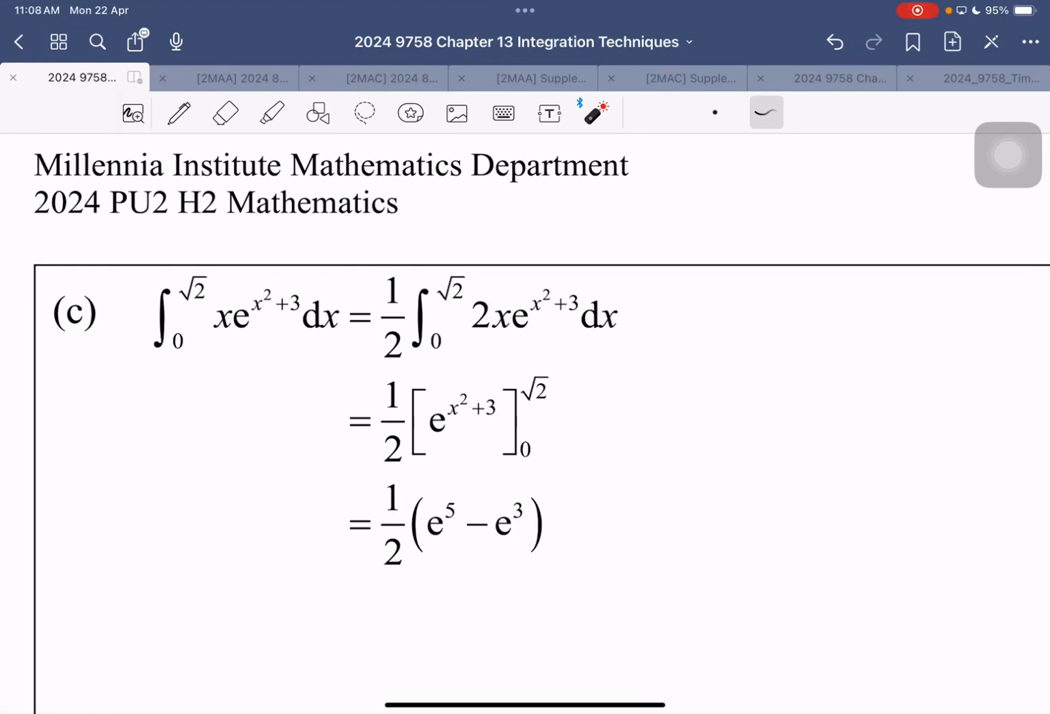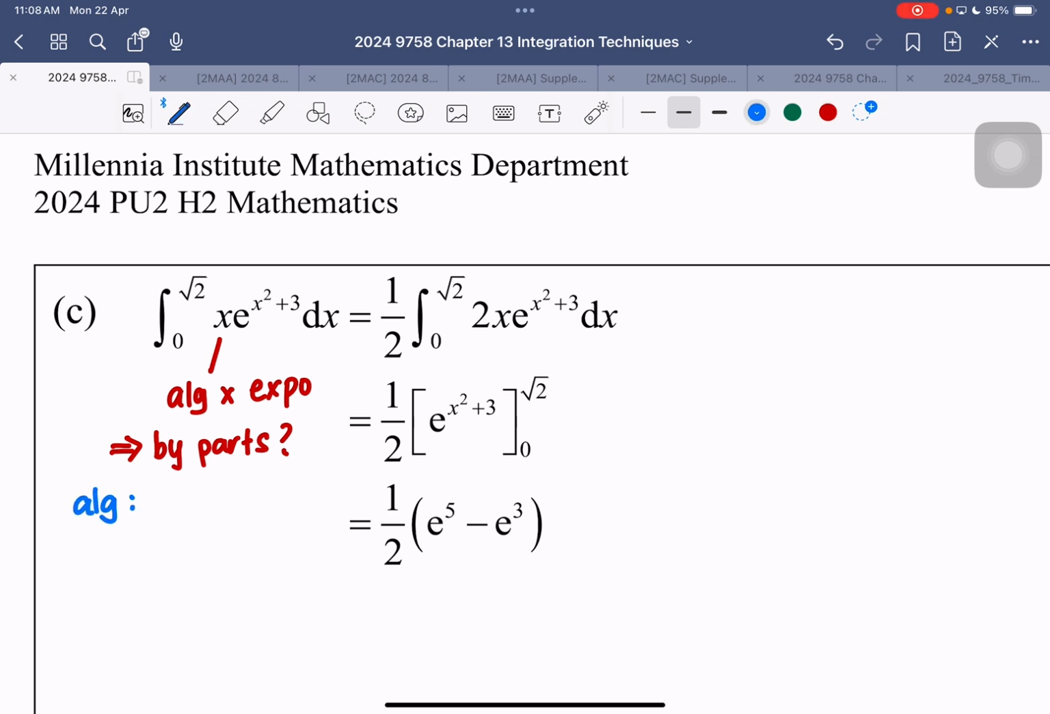This is, yes, true enough, algebraic multiplied by exponential. It may look like it can be done by parts, so maybe you consider by parts. But really? Then you realize that this algebraic portion is x, and the exponential is actually e to the power of x squared plus 3.